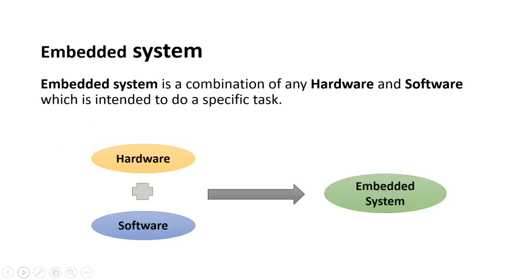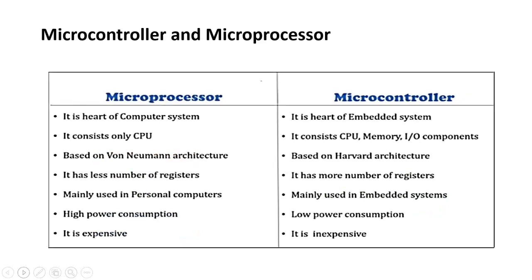Next is the embedded system. Embedded system is the combination of hardware and software which is intended to do a specific task. In hardware, there is the microcontroller, CLCD, etc. In the software, we use the MPLAB IDE. It is the combination of hardware and software called an embedded system. Next is the microcontroller and microprocessor. This is the summary of the difference between the microprocessor and microcontroller.